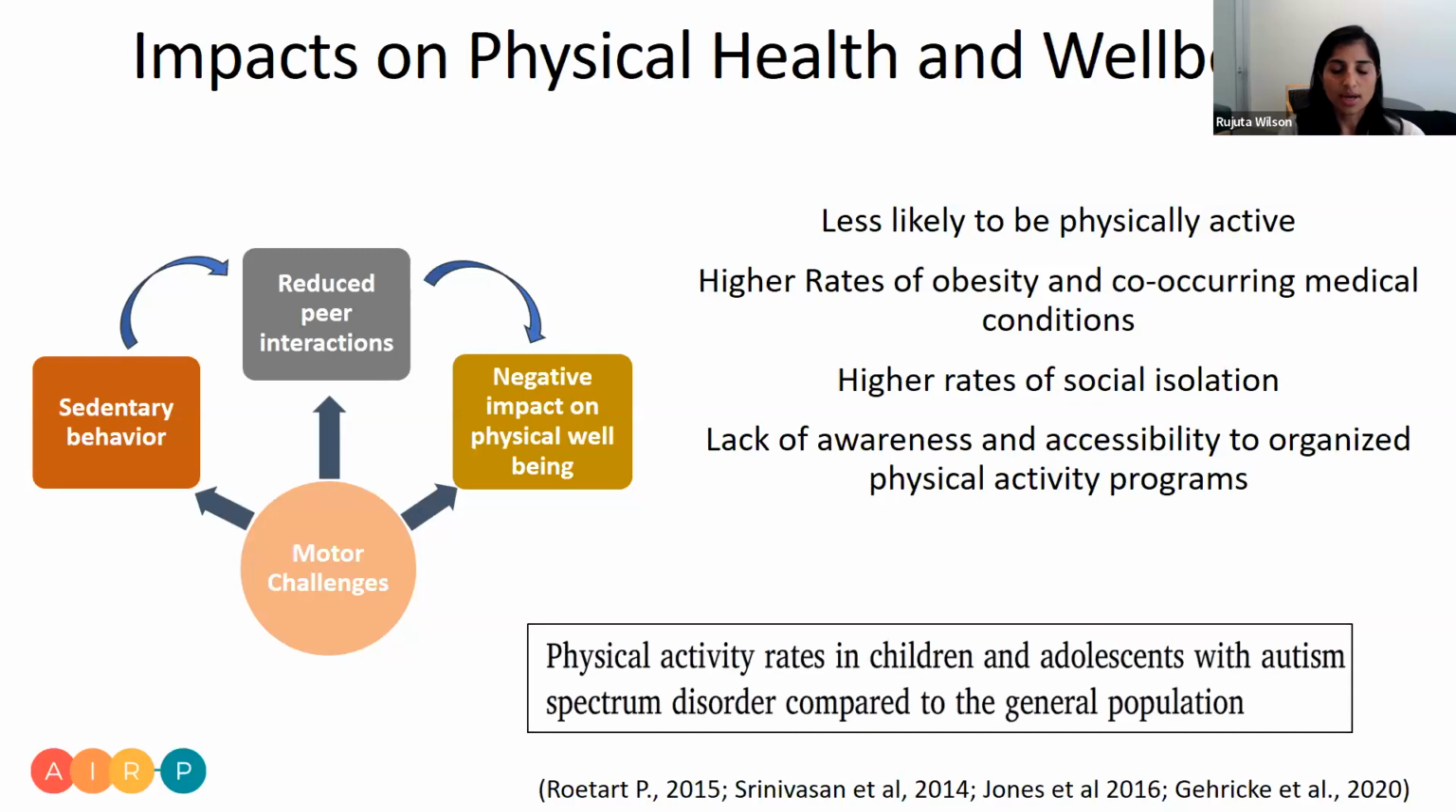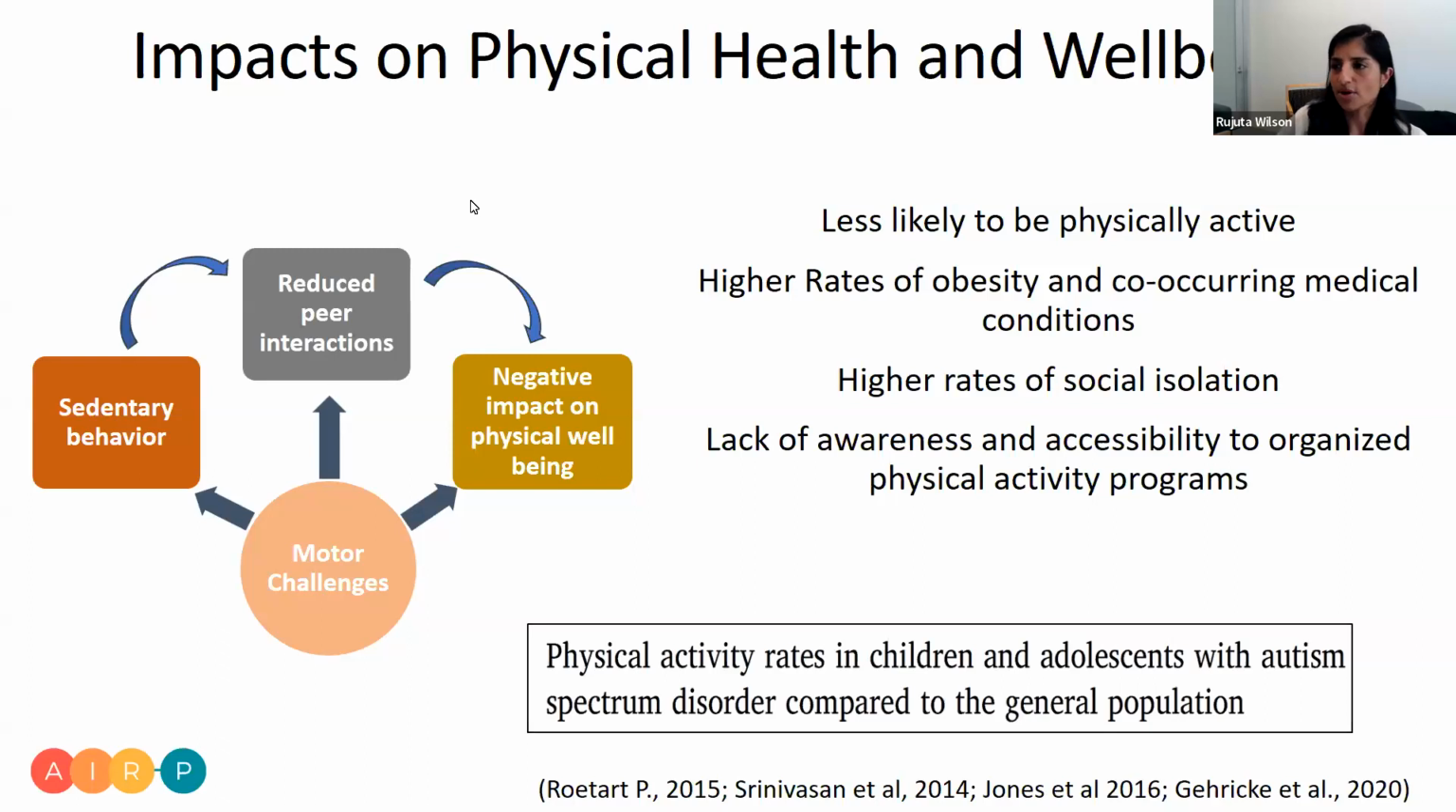This study down below, put out about 3 years ago, noted the physical activity rates in children and adolescents with autism compared to the general population, finding particularly that those in the 8 to 12-year-old age range were about 33% less physically active than their peers. So again, many studies highlight this, and there is really a need to better understand it.